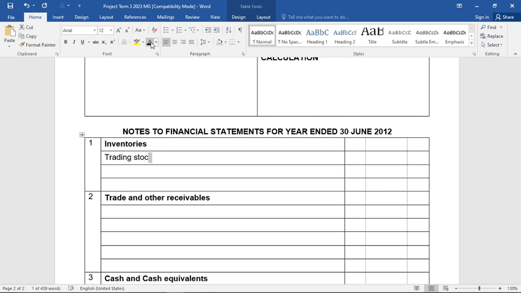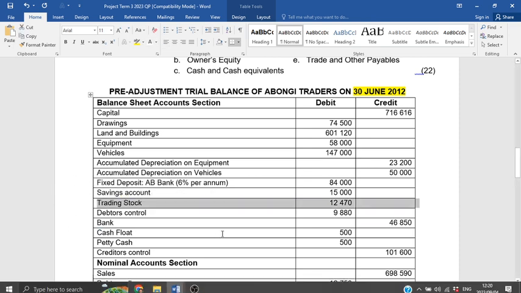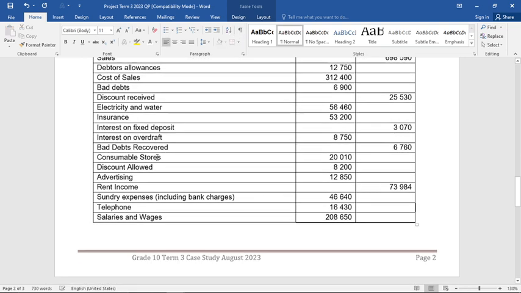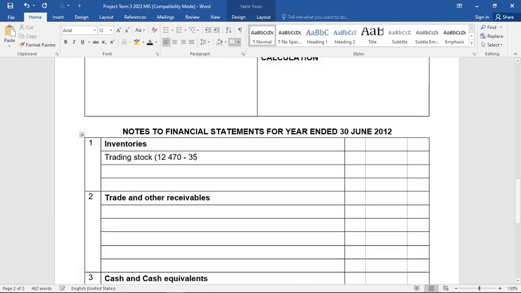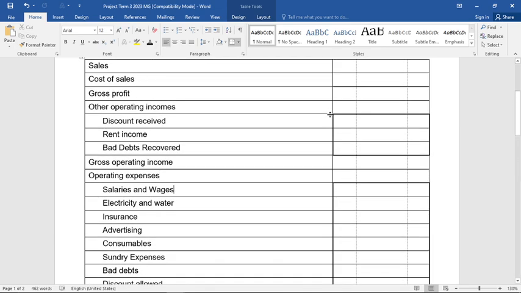So from the list of pre-adjustment figures, we'd be able to say possibly that trading stock was sitting at 12,470. So it's going to be subtracted from trading stock here, 12,470 minus the amount in the question, which was 350 Rand. The other 350 Rand will go to donations. Now because we are, or advertising rather should I say, hey?